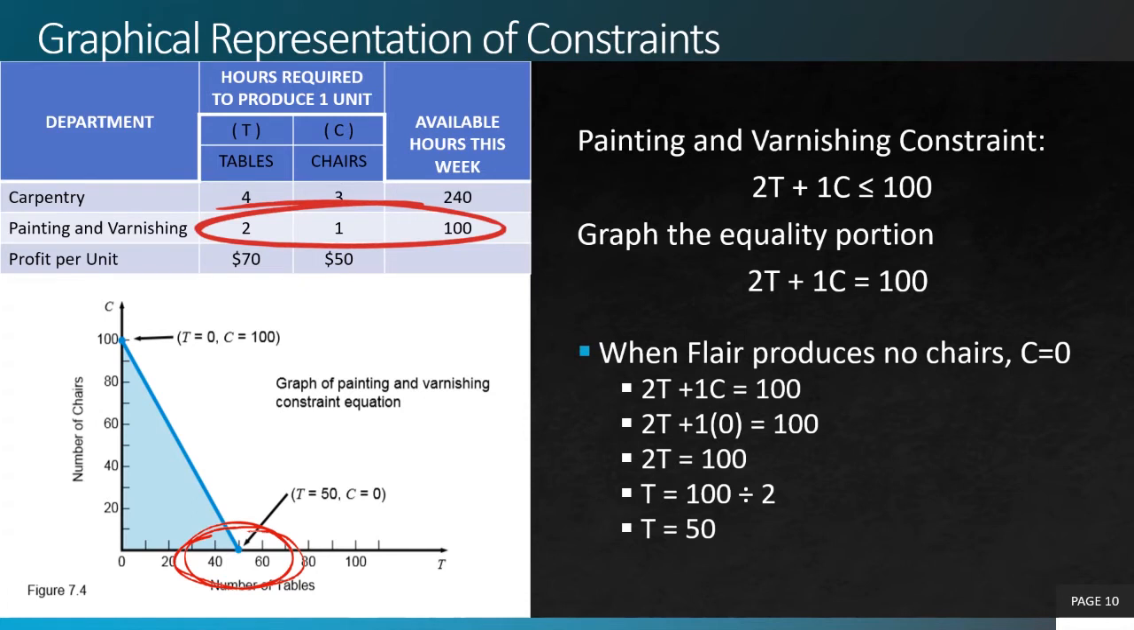When Flair produces no chairs, C equals 0. So 2T plus 1C equals 100. 2T plus 1 times 0 equals 100. So 2T equals 100. So T equals 100 divided by 2. So T equals 50.